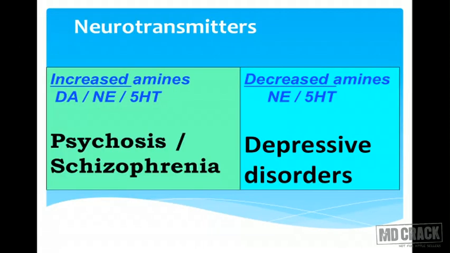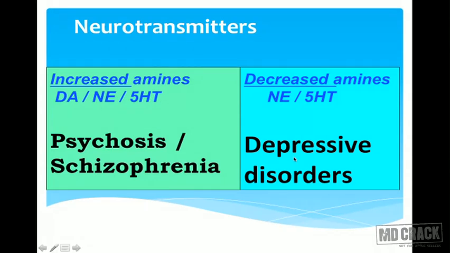Let's move on to the next slide. What are the neurotransmitters involved? In psychosis or schizophrenia, there are increased levels of amines, and these amines are DA, that stands for dopamine, NE, norepinephrine, and 5-HT, which is 5-hydroxytryptamine or serotonin.